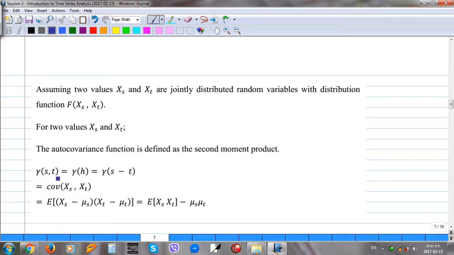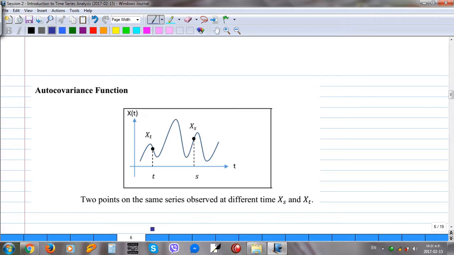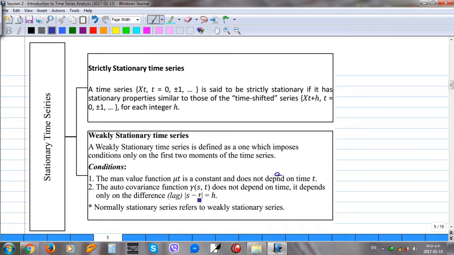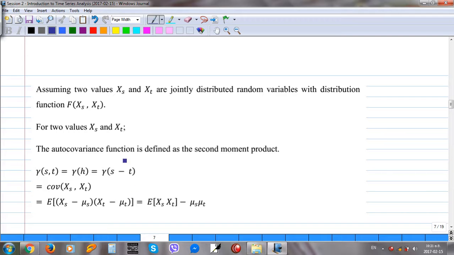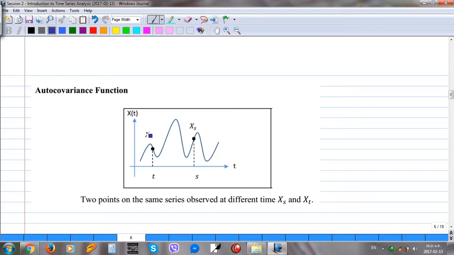Gamma s comma t equals gamma h. h means this h, which equals s minus t. Gamma of s minus t means h equals s minus t according to the definition. Then that equals the covariance of x s and x t.